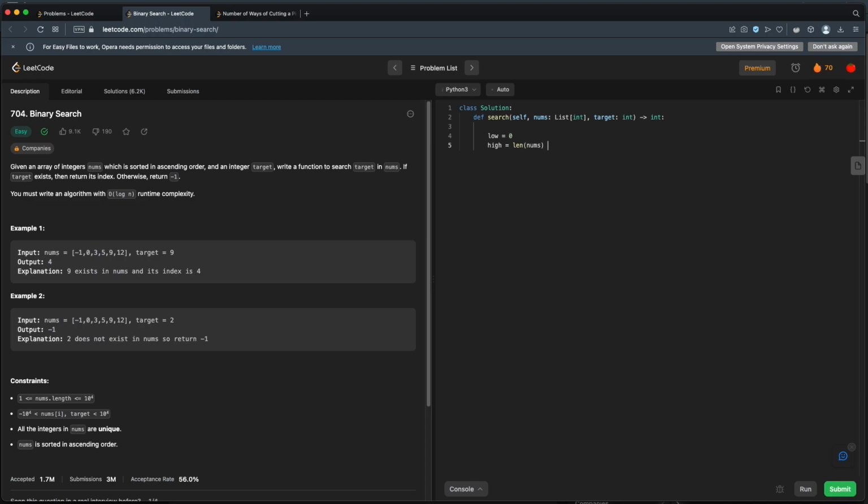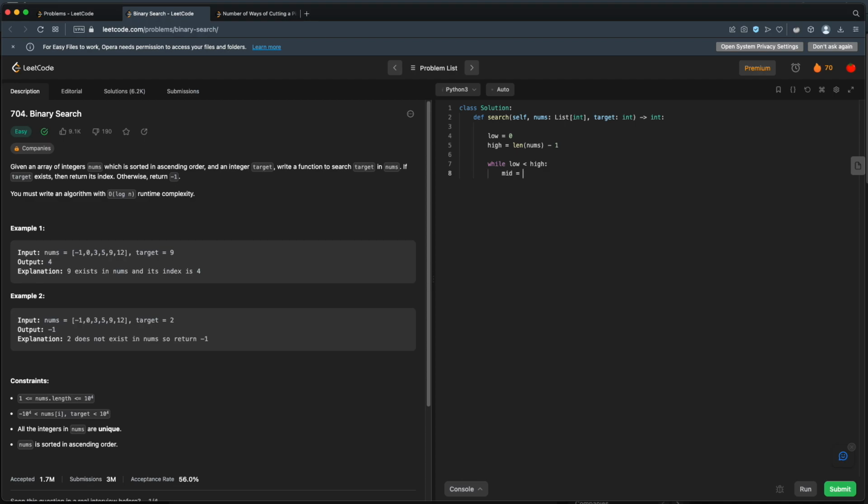So that's the length of our nums minus 1. Now we have our loop. Instead of doing a recursive call, we'll be doing a loop, and we'll just say while our low is less than or equal to our high. Actually, I think we just need to check if it's less than the high. So while the low is less than the high, we'll get our midpoint.